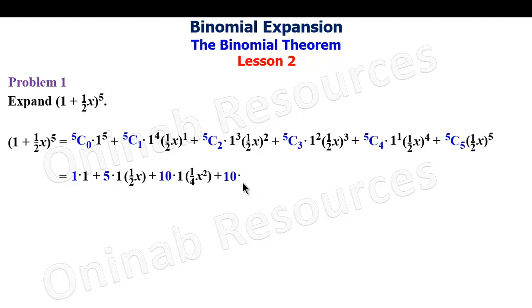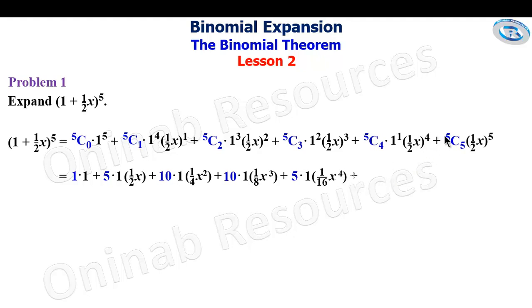Then multiply by 1, since 1 squared is 1. Then this is 1 over 2 raised to power 3, which will give us 1 over 8, then x raised to power 3. So we have it as 1/8 x^3. Then the next term is 5C4, which will give us a 5. Then times 1. Then 1 over 2 raised to power 4 will give us 1 over 16. Then x raised to power 4.